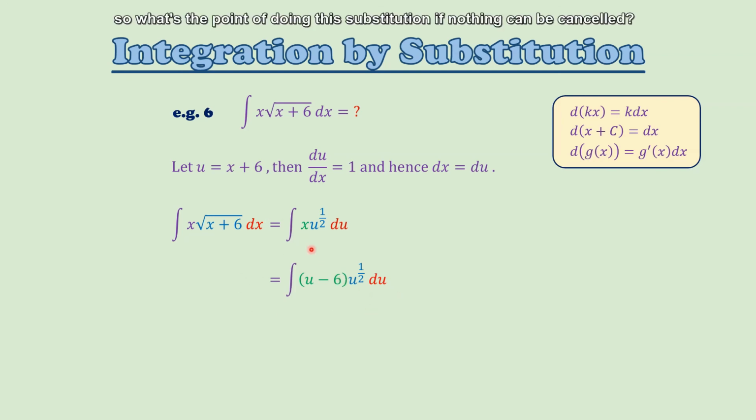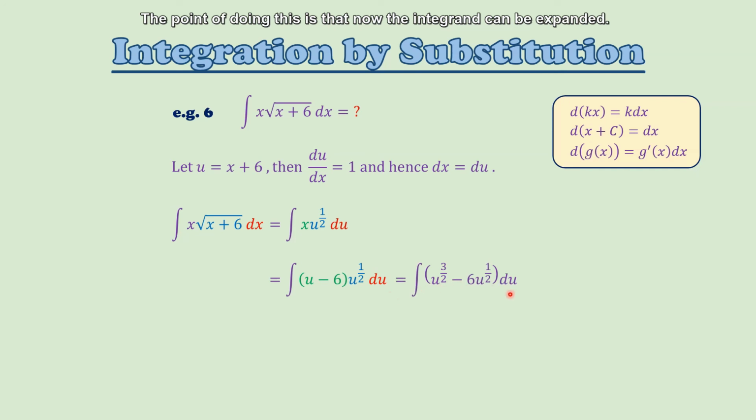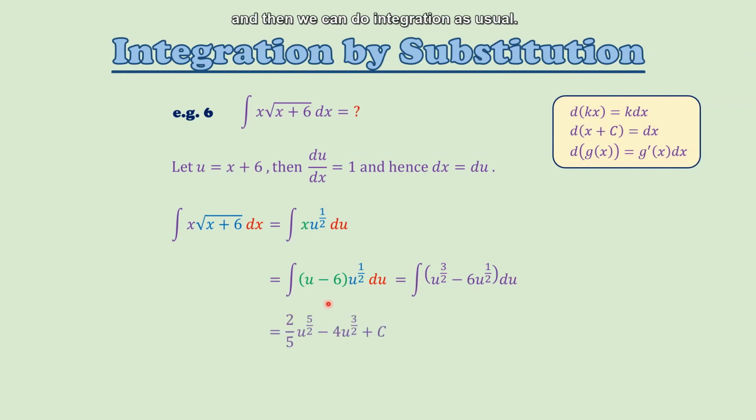So what's the point of doing this substitution if nothing can be cancelled? The point of doing this is that now the integrand can be expanded. Originally, the integrand cannot be expanded, but now we can do expansion after substitution, and then we can do integration as usual. Therefore, the final result is equal to this.